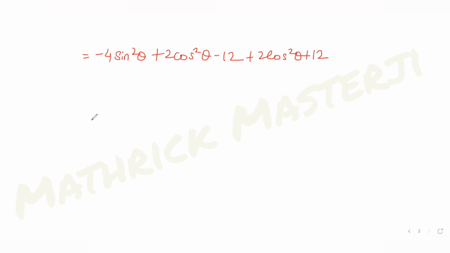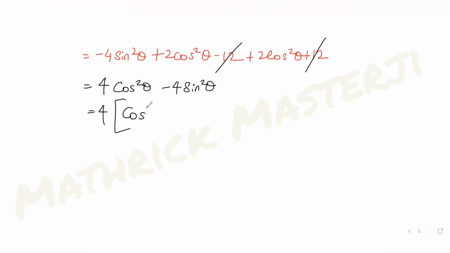Now once I have minus 12, once I have plus 12, that gets eliminated because it becomes 0. That gives you 4 cos square theta minus 4 sine square theta. 4 taken common, you have cos square theta minus sine square theta. And once you have that, you get that as the expansion of cos 2 theta.